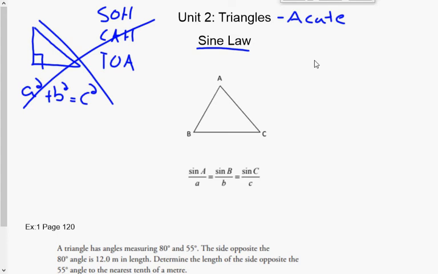Whenever you're given a triangle now, they use 3 letters. It can be any letters: X, Y, Z, A, B, C, L, M, N, whatever. But they use uppercase letters for the angles, and lowercase letters for the opposite sides. So here's angle A, the opposite side's over here, that's little a. Angle B, little b. Angle C, little c.